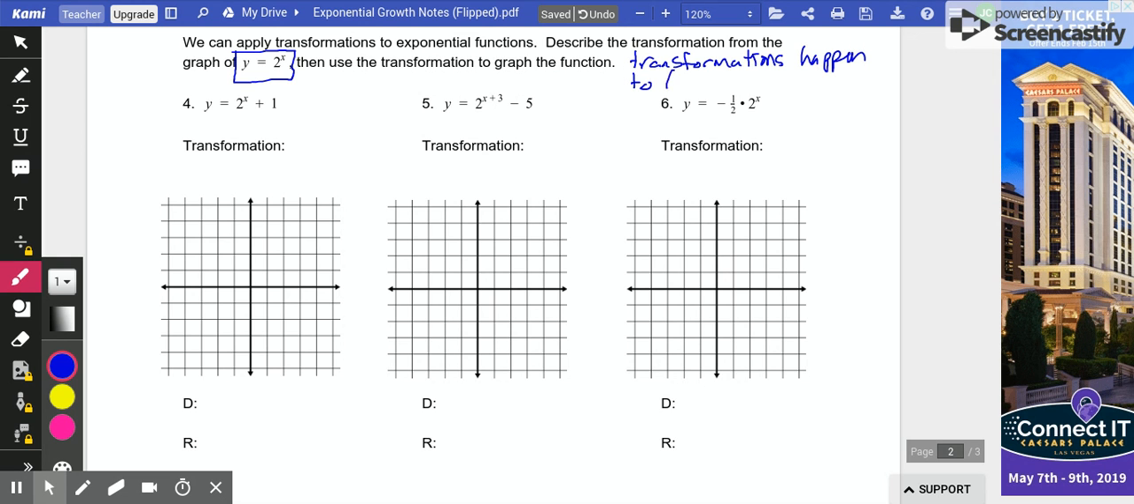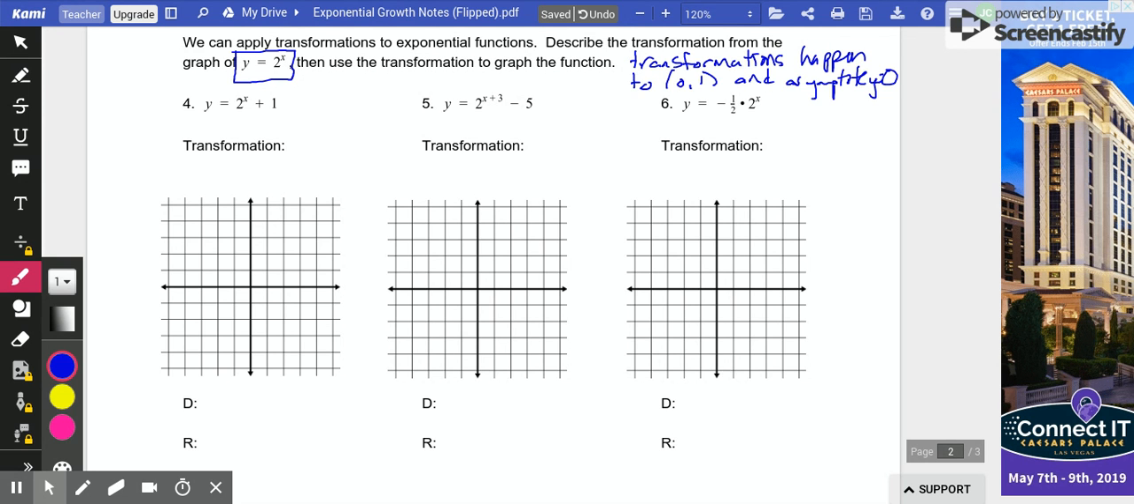to our intercept, remember that point 0, 1, and our asymptote. Remember that was y equals 0. Those are the two things that we're going to think about moving left, right, up, down, and that kind of thing. We will be doing a little bit of table of values, especially when we get to the stretching ones, because it'll get a little weird. So let's check out number 4.